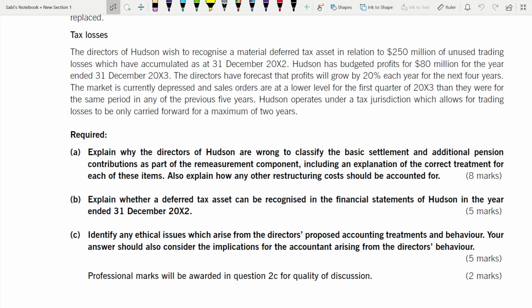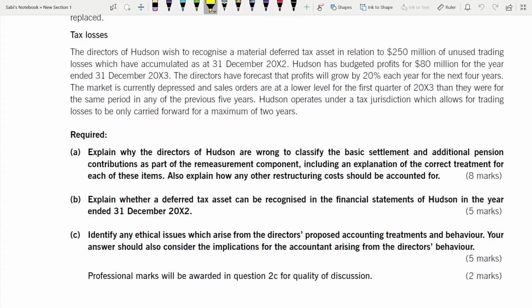Okay, including an explanation of the correct treatment. So it's not only that you have to say why it's wrong, you also have to give what is the correct treatment for each of these items. Also explain how any other restructuring cost should be accounted for. Now you can see there are three requirements in part A for 8 marks.